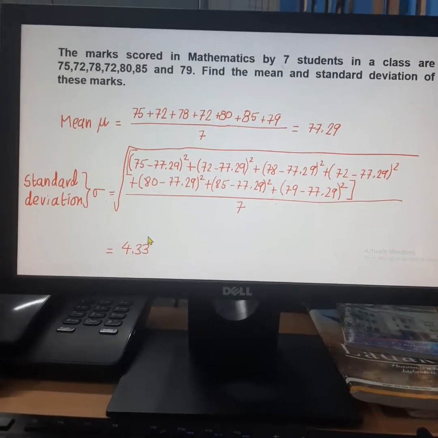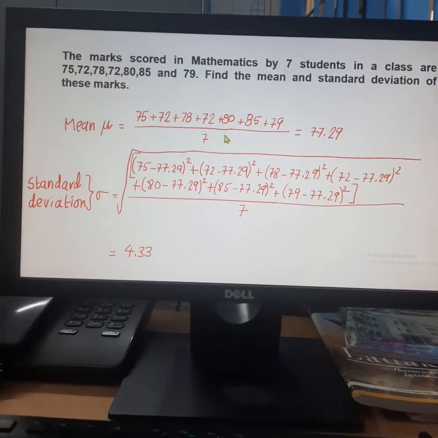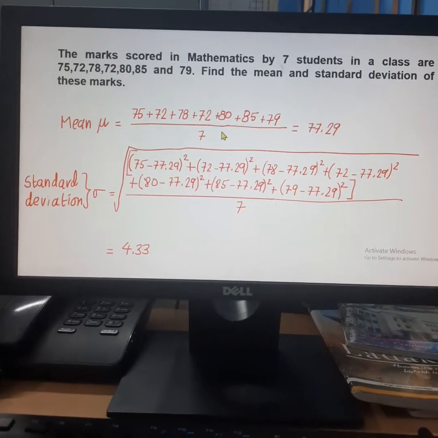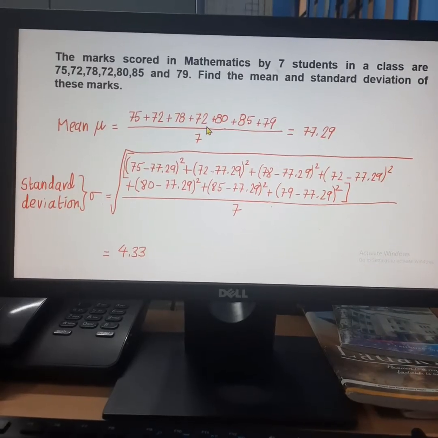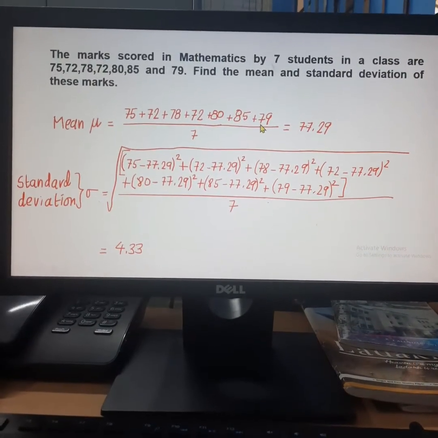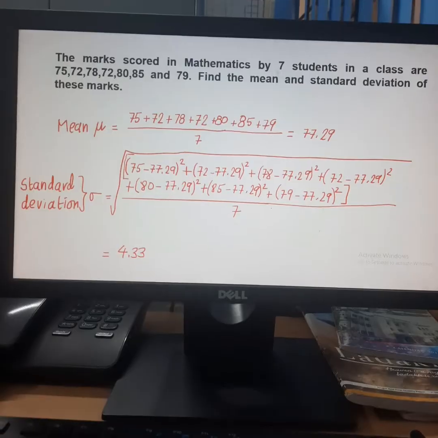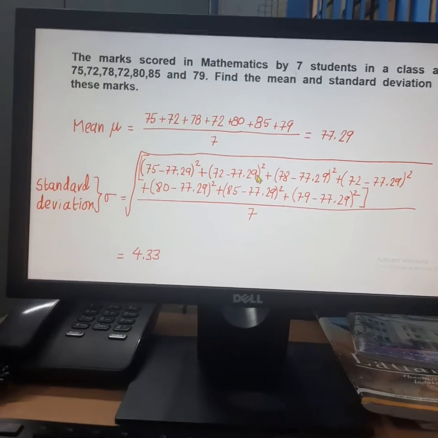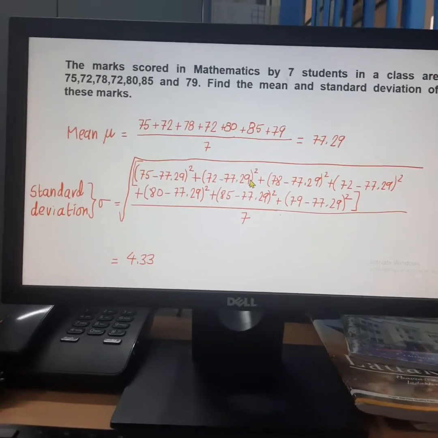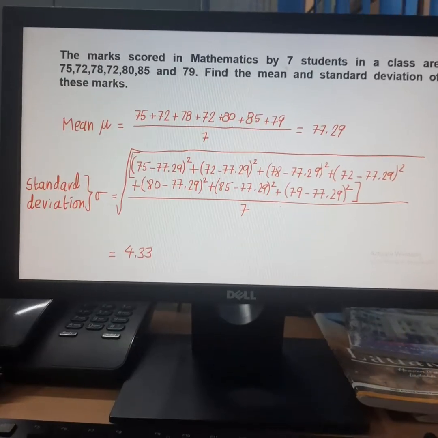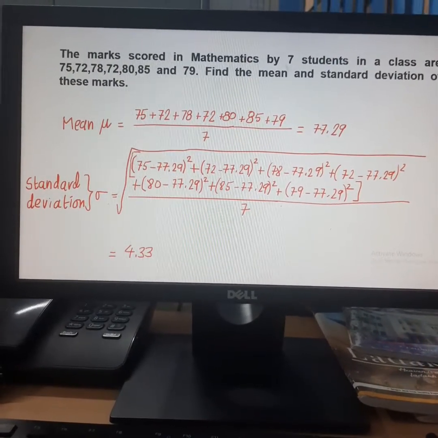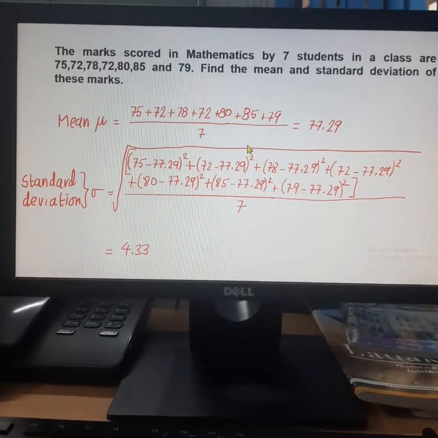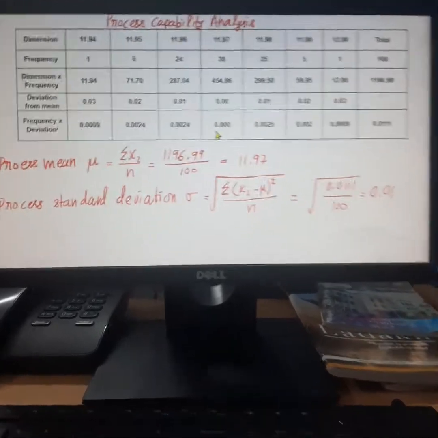When the number of samples is very few, we can get the mean and standard deviation directly from this formula. When the number of samples exceeds 50 or 100, then we have to use a table to minimize the calculation. Let us discuss how to find the mean and standard deviation using another practical problem.